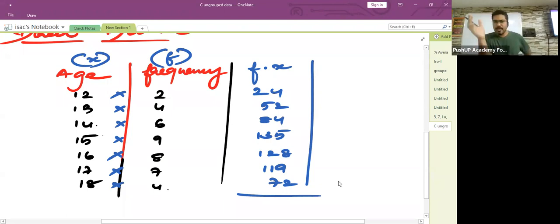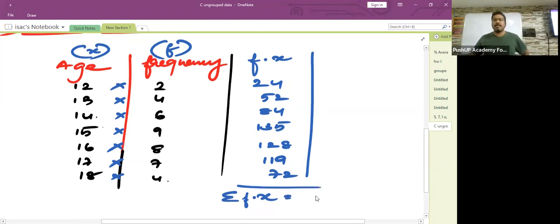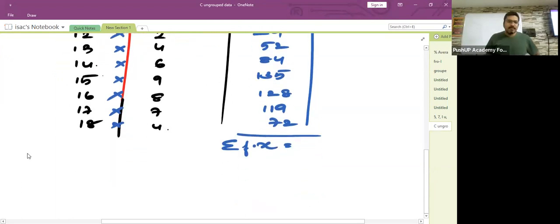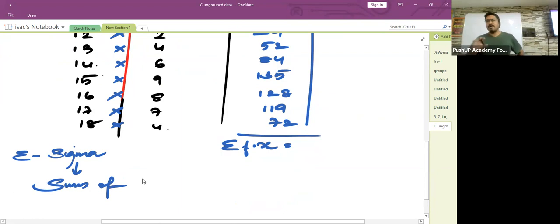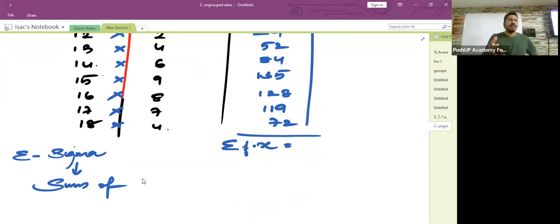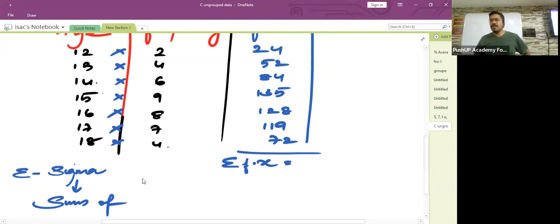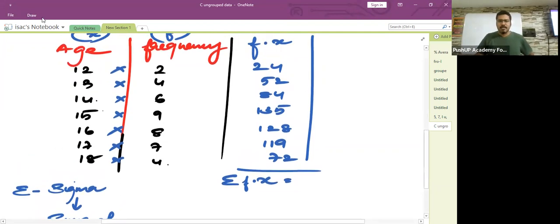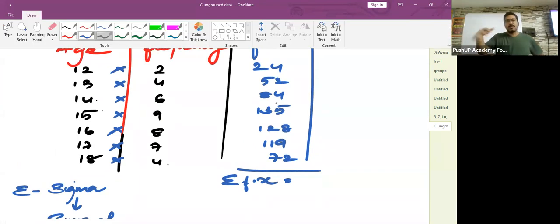Did you all follow what is f into x? The corresponding frequencies have to be multiplied by the age. Okay? Now, children, what is the meaning of sigma f into x? The meaning of sigma is sum of. That means you have to get the sum of all the values of f into x which you found in this column. You have to find the sum of all these numbers, children. 24 plus 52 plus 84 and so on till 72.